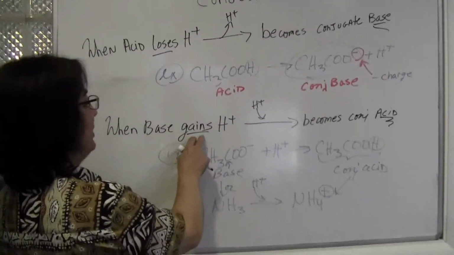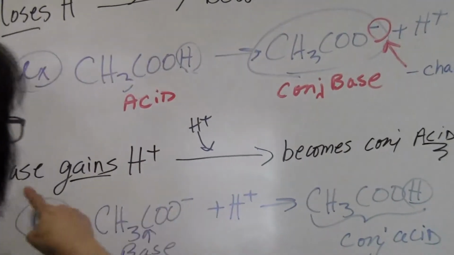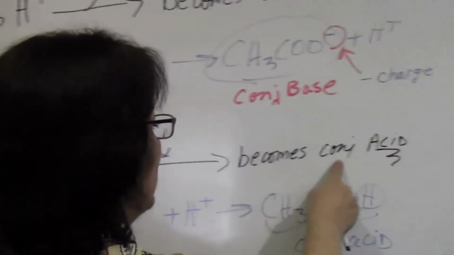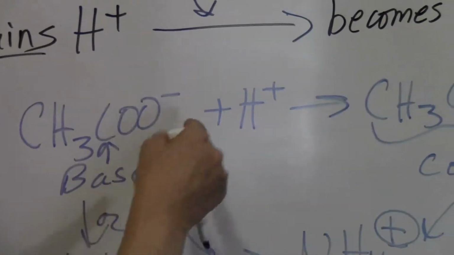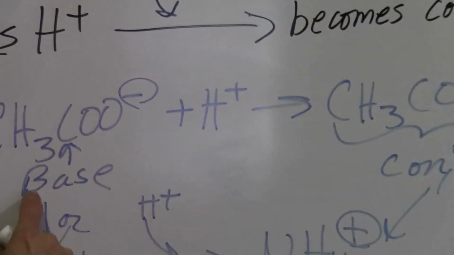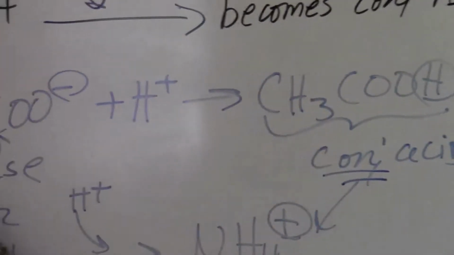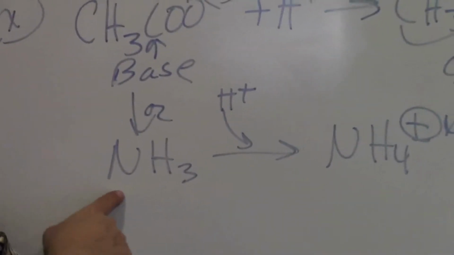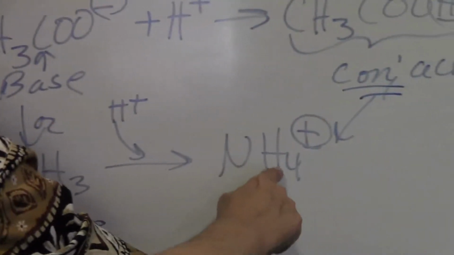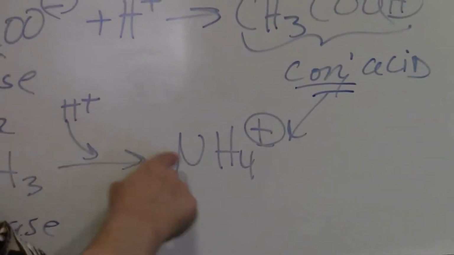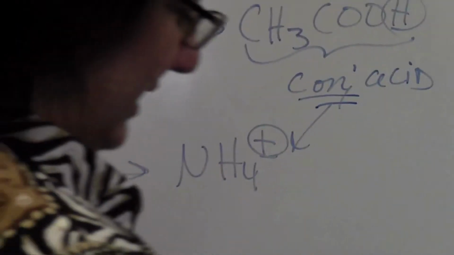Now what a base does for a living is accept an acid hydrogen. When a base gains a proton, it becomes a conjugate acid. For example, if the base is the acetate ion, CH3COO negative, and we add a hydrogen to it, now it's called a conjugate acid. Another example, here's a base, ammonia, NH3. If we add a hydrogen to it, now we have 4 hydrogens, and since this is positively charged, notice we go from neutral to positive. Now this NH4 plus is a conjugate acid.